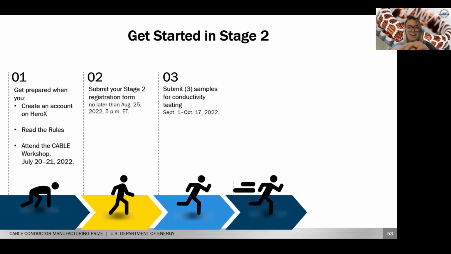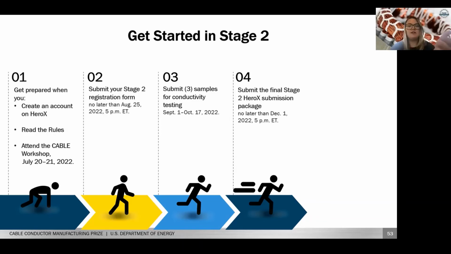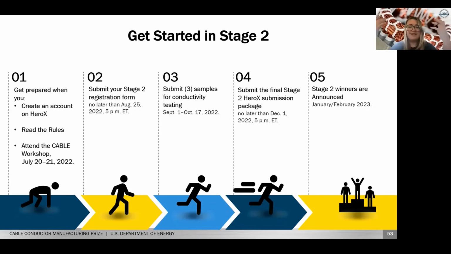Then step 4 will be to submit your final stage 2 HeroX submission package. That's going to be all of the materials that Tina just walked us through. Your technical narrative, Appendix C, your diversity plan, all of that is going to be due in HeroX no later than December 1st at 5 p.m. Eastern. And then finally, this fifth step is that we will announce our stage 2 winners February 2023. We'll provide some more detailed dates on that as we get closer. But that's in a nutshell how you can get started in stage 2.